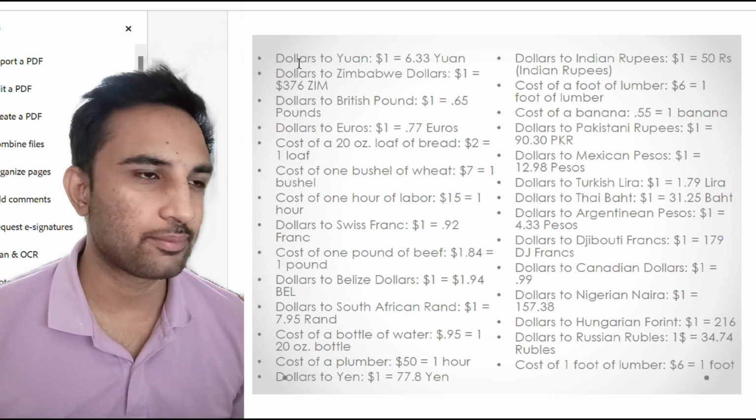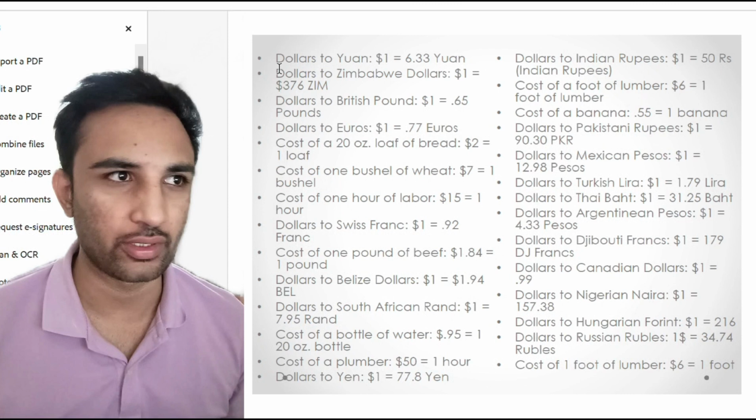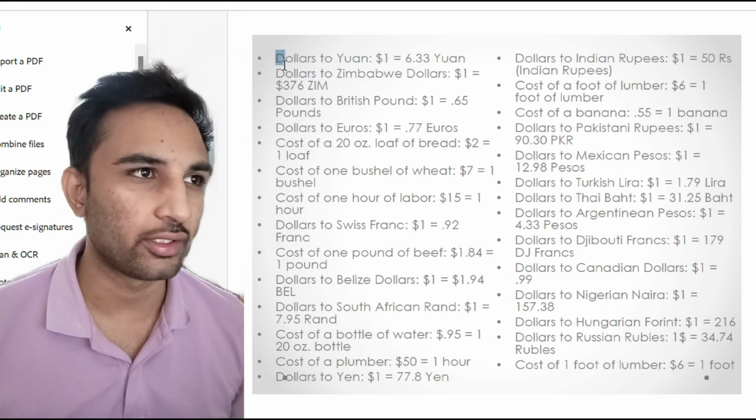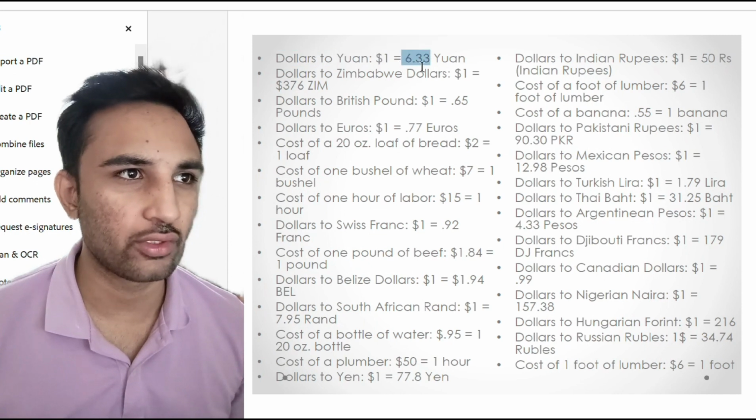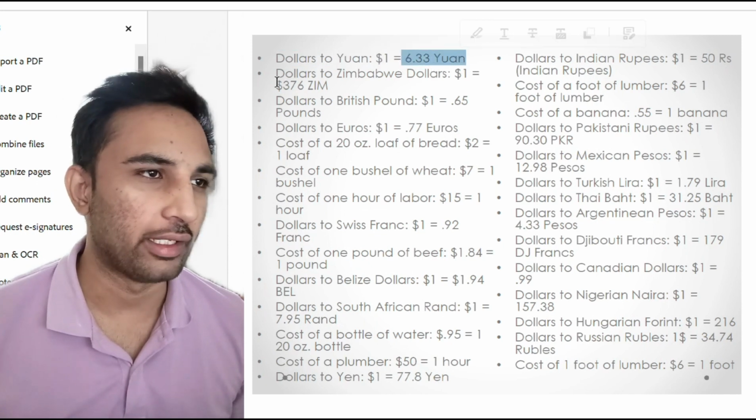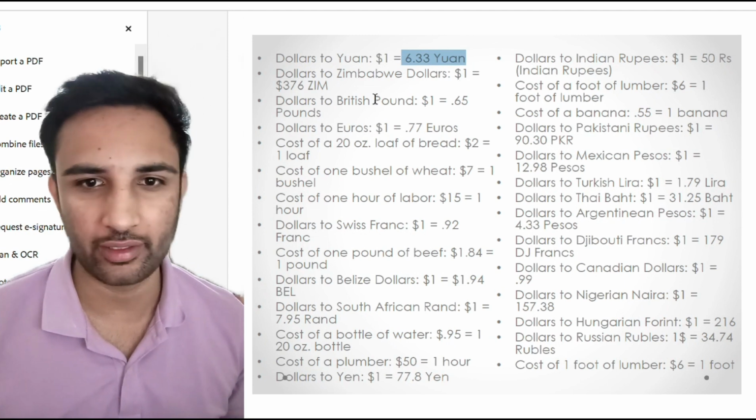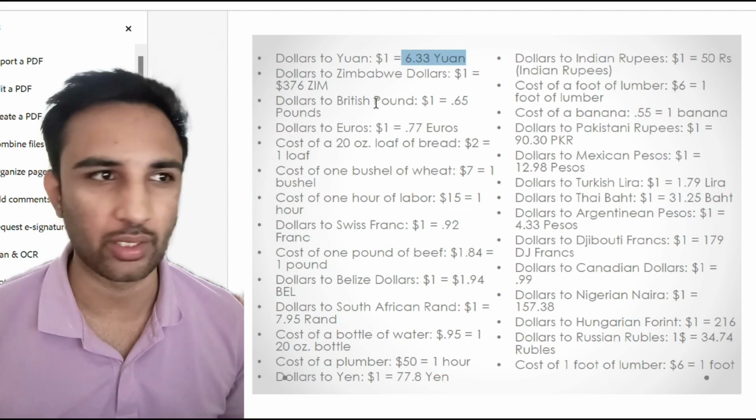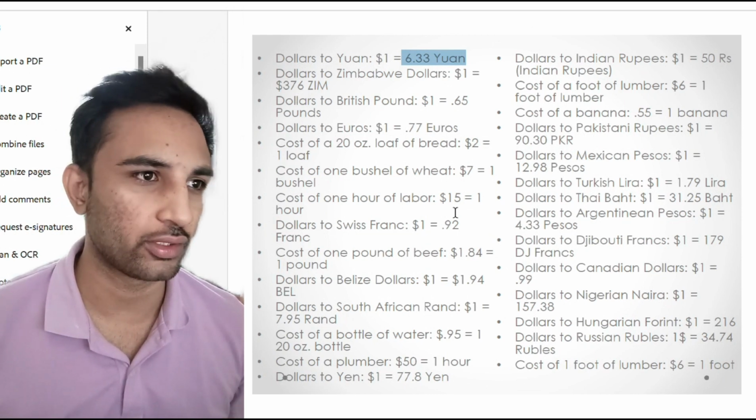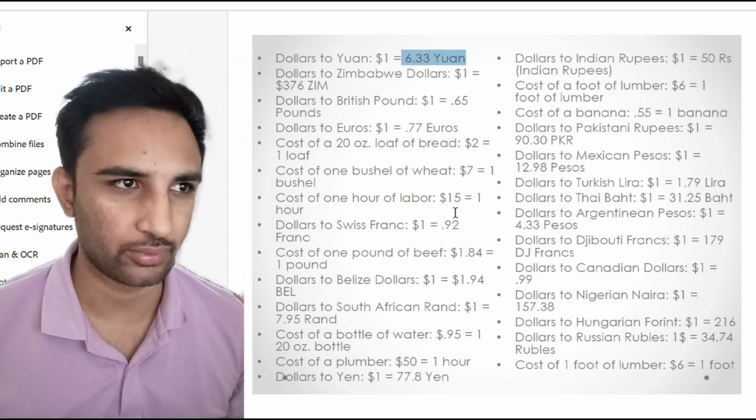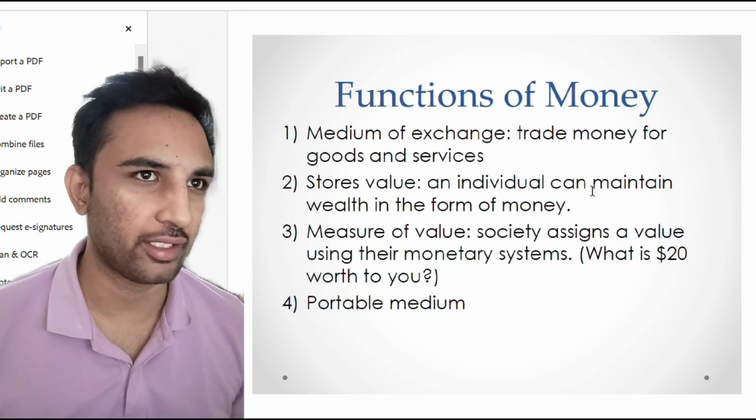So in this picture, we can see the conversion rate from one currency to another. So in the first point, we can see dollars to yuan. $1 is equal to 6.30 yuan, and dollars to Zimbabwe dollars, $1 is equal to 376 Zimbabwe dollars. So like this, the dollar is converted to all the rest of the currencies, right?